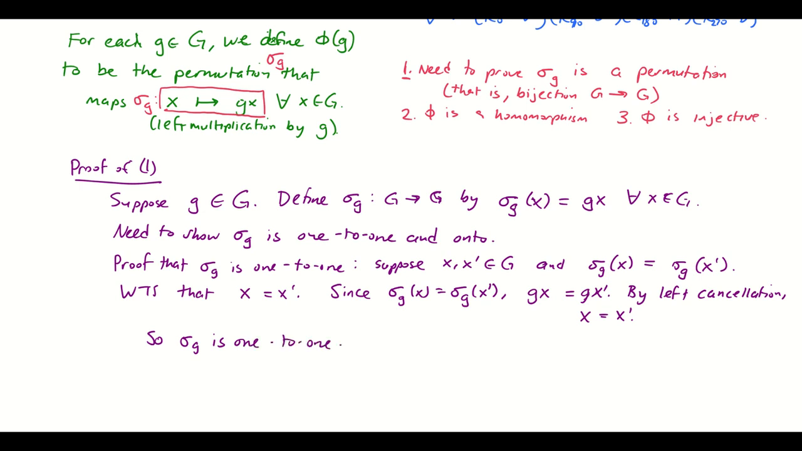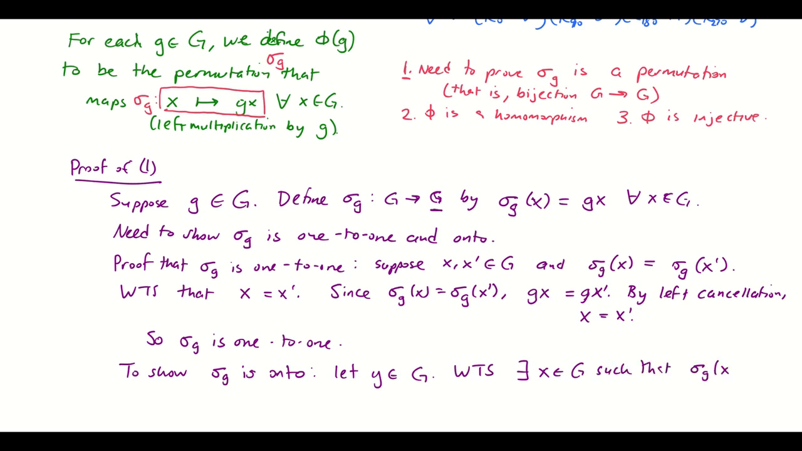All right, so what's next? Now let's prove that sigma g is onto. And as always, the usual way to prove that something is onto is, let y belong to the codomain G. We will show there exists some x in G such that sigma g of x is equal to y. In other words, we will show that y gets hit by this function.